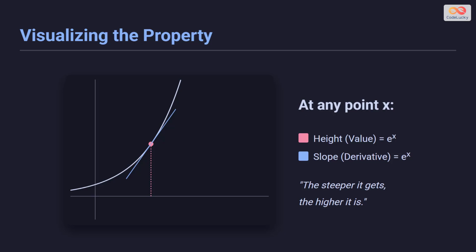Let's visualize what this means. If you look at the graph of e to the x at any point x, the height of the curve is e to the x. The slope of the tangent line at that exact same point is also e to the x. The steeper the graph gets, the higher it is, in perfect synchronization.